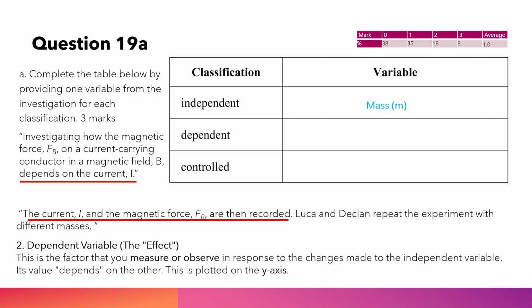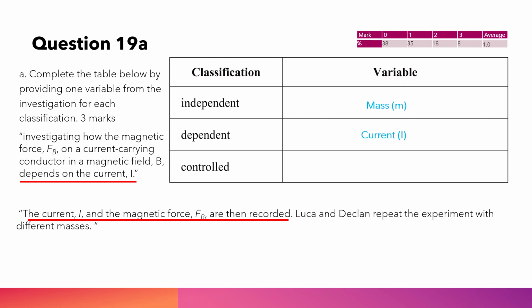2. Dependent variable, the effect. This is the factor that you measure or observe in response to the changes made to the independent variable. Its value depends on the other. This is plotted on the y-axis. In your experiment, this is the current, I, required to bring the beam back to equilibrium. You are measuring how much current is needed for each specific mass.